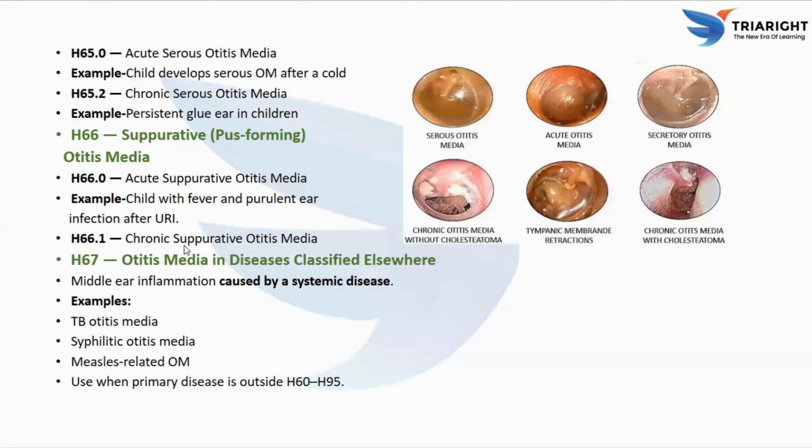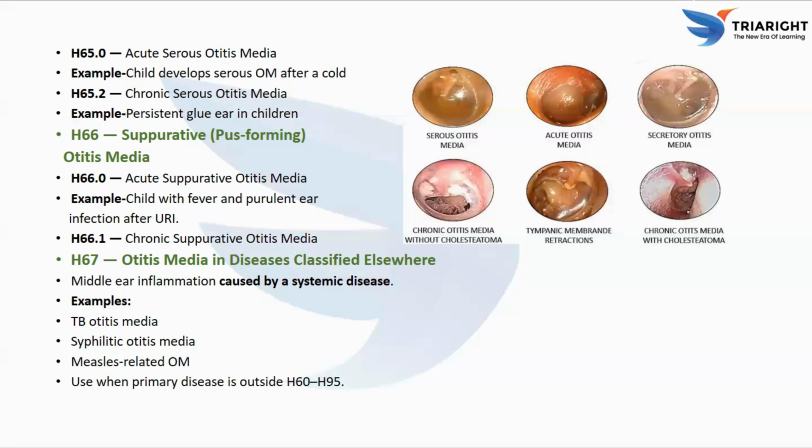What is H66.1? It is chronic suppurative otitis media. Chronic means it is a long-term disease, a persistent or recurrent infection. This may involve TM perforation or cholesteatoma. This can lead to complications like hearing loss, mastoiditis and also tympanic membrane retraction.